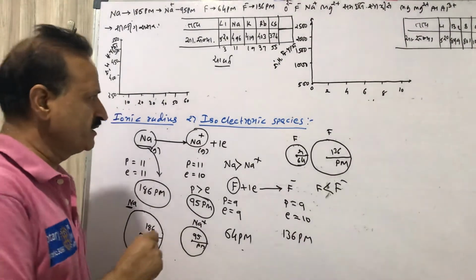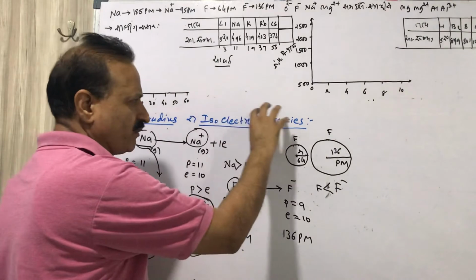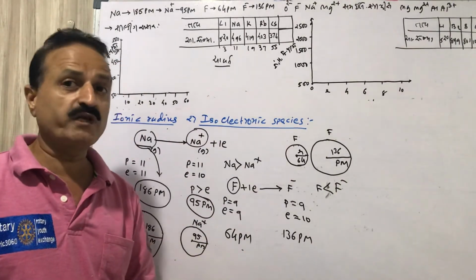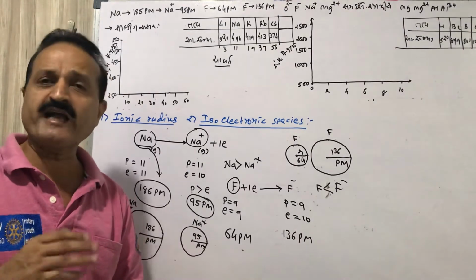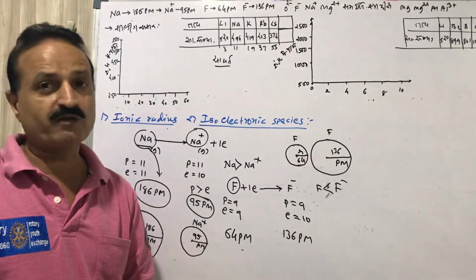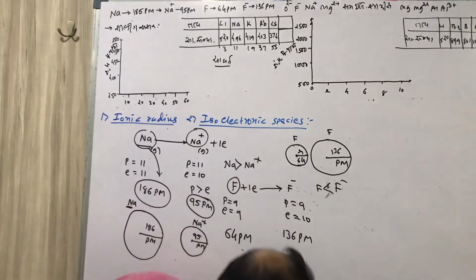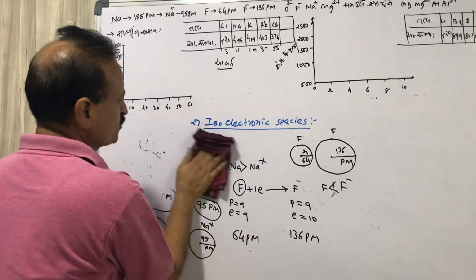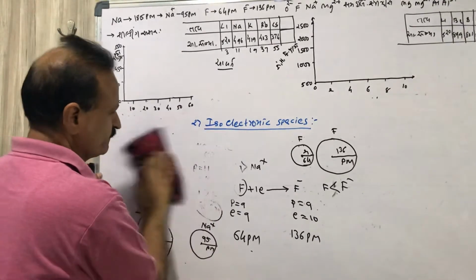Now we are going to discuss isoelectronic species. What is isoelectronic species? Let's discuss. Second topic, isoelectronic species.